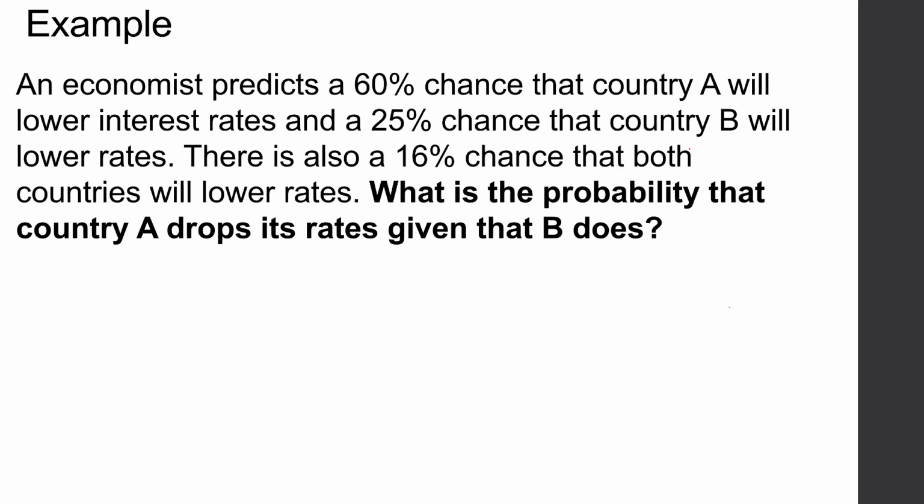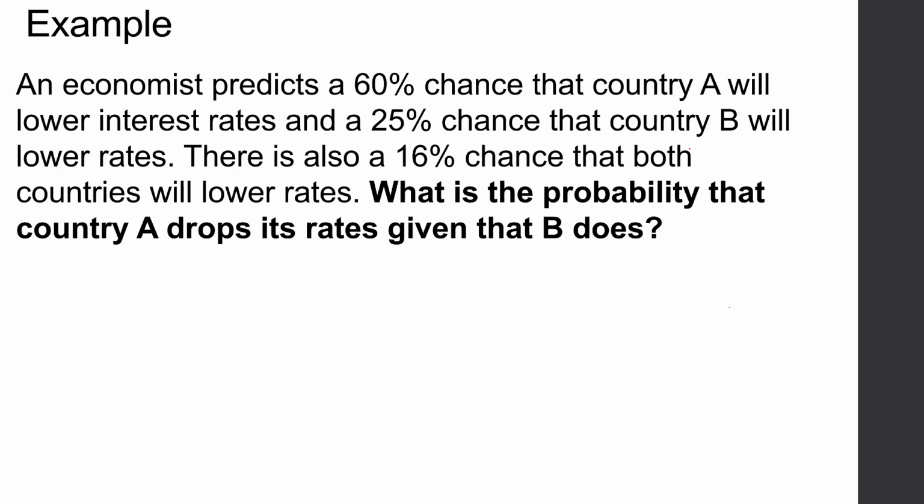All right, let's try another one. An economist predicts a 60% chance that country A will lower interest rates and a 25% chance that country B will lower rates. There's also a 16% chance that both countries will lower rates. What's the probability that country A drops its rates given that B does?